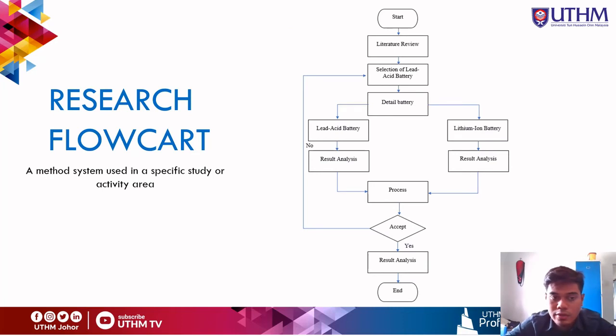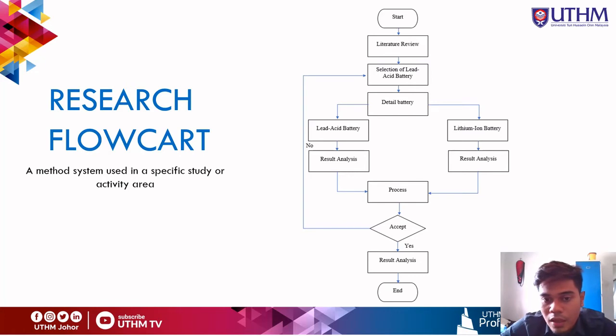Okay, this is the flowchart for my research. For the starting, I will do the literature review, which is I find the related previous project which related to my research. After that, I will do the selection of lead acid battery for my research. After I select the lead acid type batteries, I will research and explore about the detail of the type of lead acid battery that had been chosen.